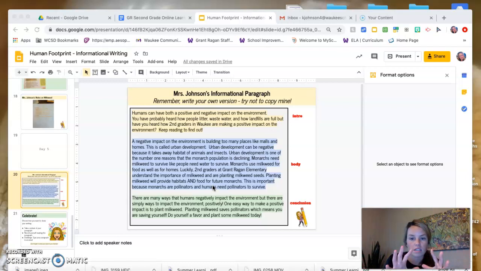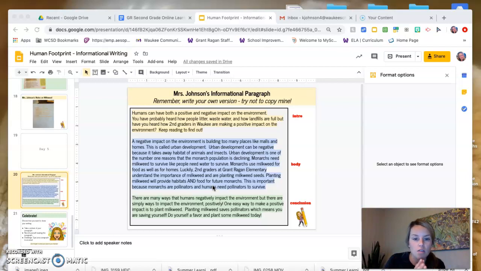So you'll notice, second graders, that the body of my paragraph is focusing on the positive impact that we are having on the environment. And I got all that information from when we looked at the storyboard and that milkweed information from yesterday. Let's get to the conclusion where we wrap everything up.